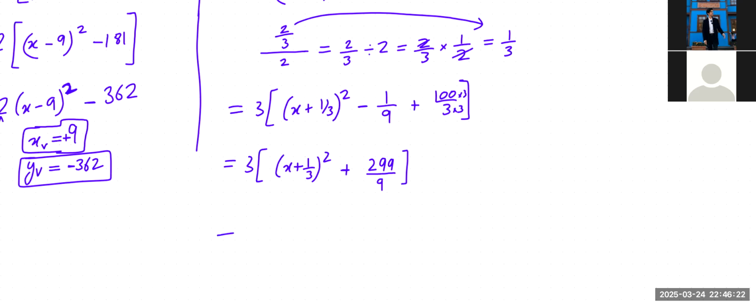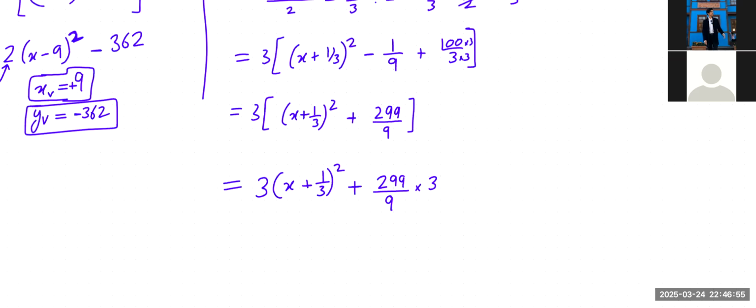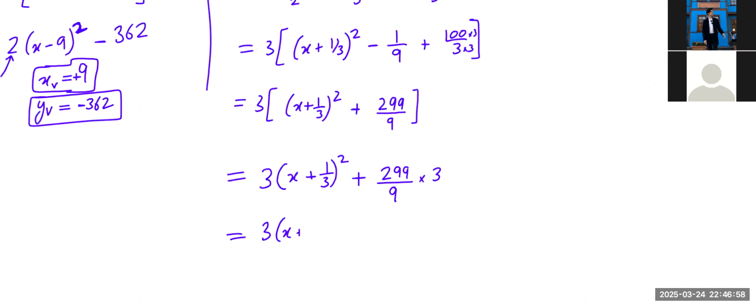But remember again, as I said, do not multiply the 3 with the whole square. Just keep it outside like this. And then multiply the 3 with the 299 over 9. What is that going to be? 299 over 9. So the 9 and the 3 can cancel out, right? Times 3. So then it's 299 over 3. Exactly.